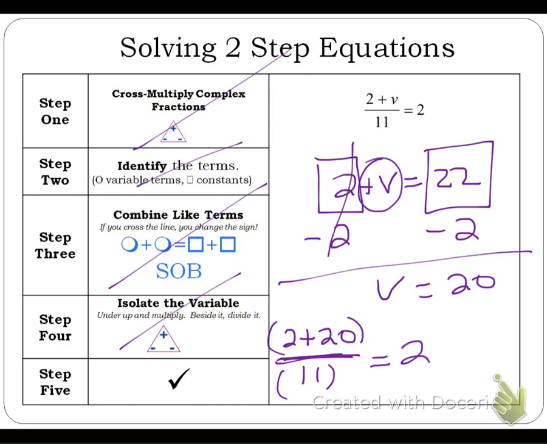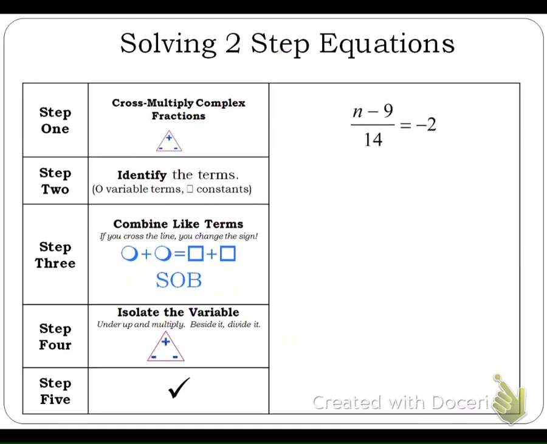So 20 plus 2, or 2 plus 20, is 22 over 11, which 22 divided by 11 is 2. So that's the same thing. They check. I'm going to try one more of these, and that'll be our conclude or do now before we start our next lesson.